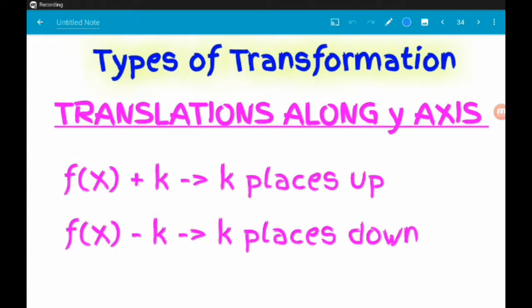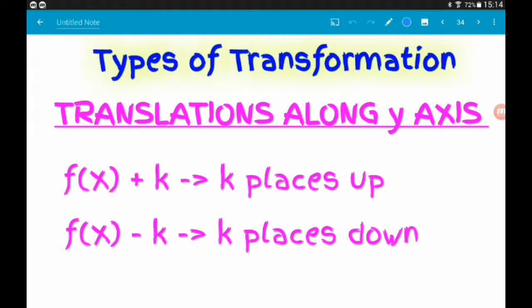Okay, so our first type of transformation are translations. Now we get translations along the y-axis and translations along the x-axis. We can even smash them together so that we've got a combined translation. So translations move us up, down, left or right. So they change the position of the graph too.